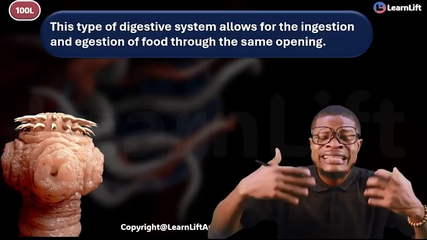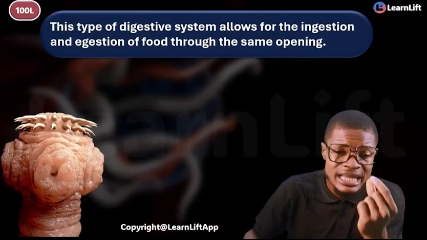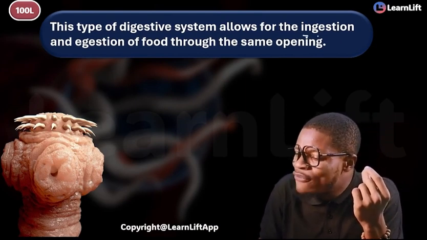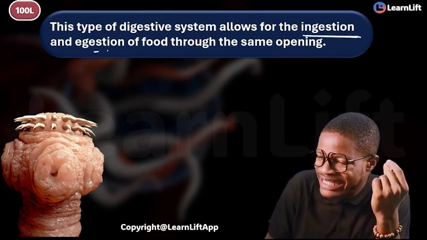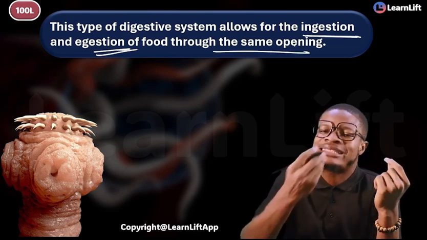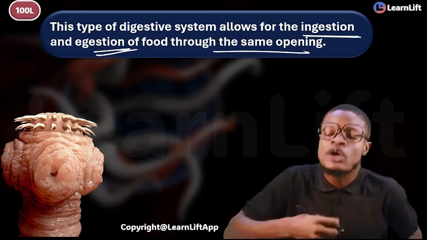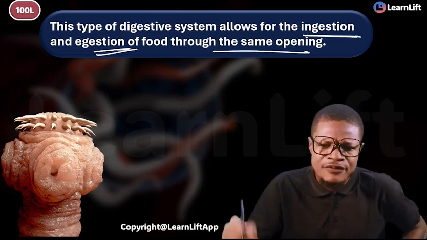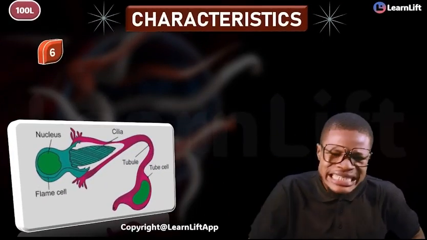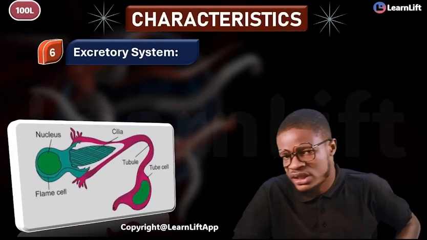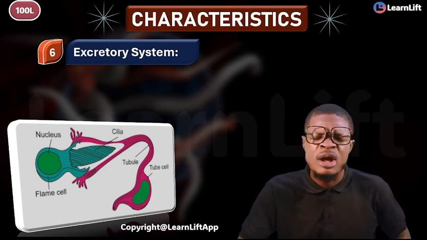Don't forget this: the type of digestive system you see in platyhelminthes allows for ingestion and egestion of food through the same opening. Through that same mouth, food will enter, and through that same mouth, food will leave. Don't forget this. Number 6, they have what is called your what? Excretory system. Oh yes, they have an excretory system.